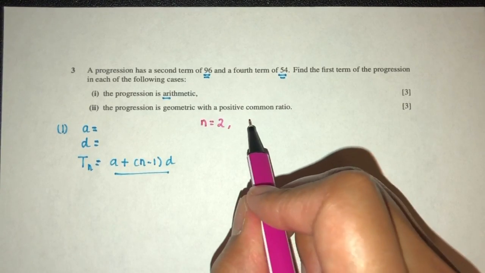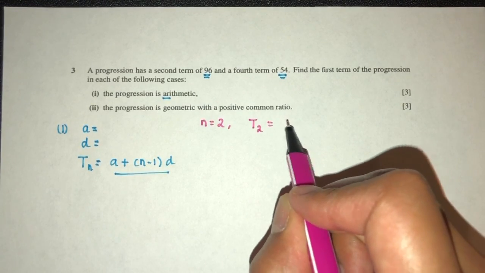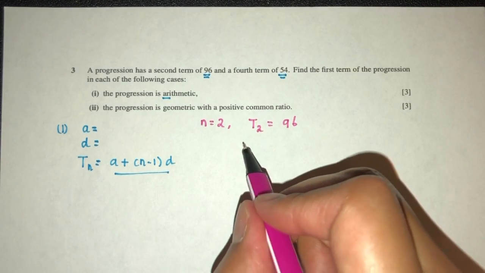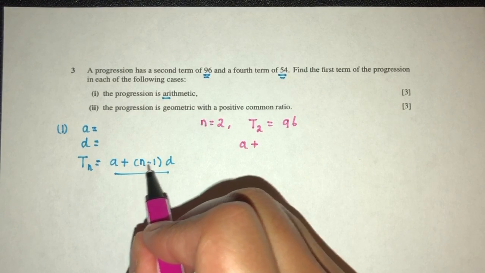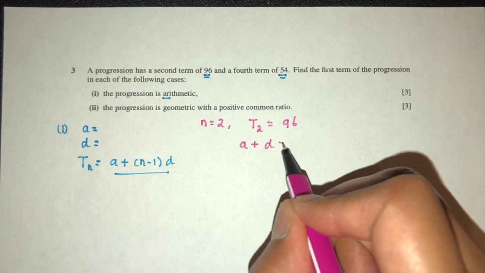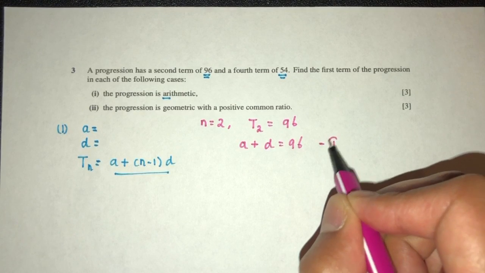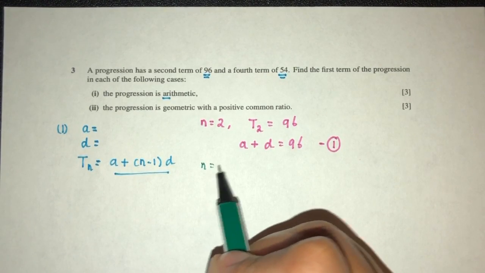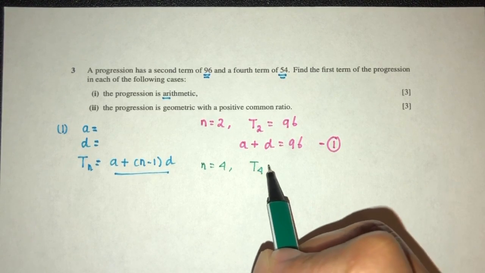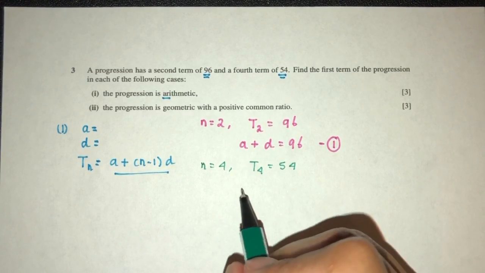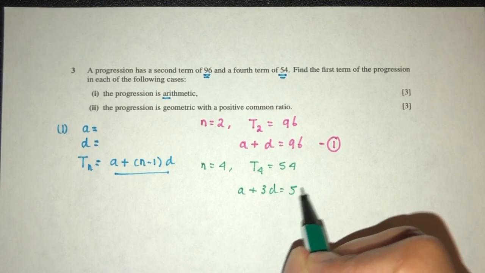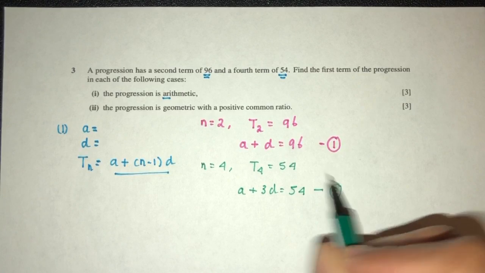That will be t2 has to be the value of 96. Replace back in the formula, you see, what can we have? A we don't know, and 2 minus 1 is 1, d, that should be 96. That is my first equation. Now same idea here, the fourth term, which is n equal to 4, t4 has to be 54. So a plus 4 minus 1 is 3d equal to 54. That is my equation number 2.